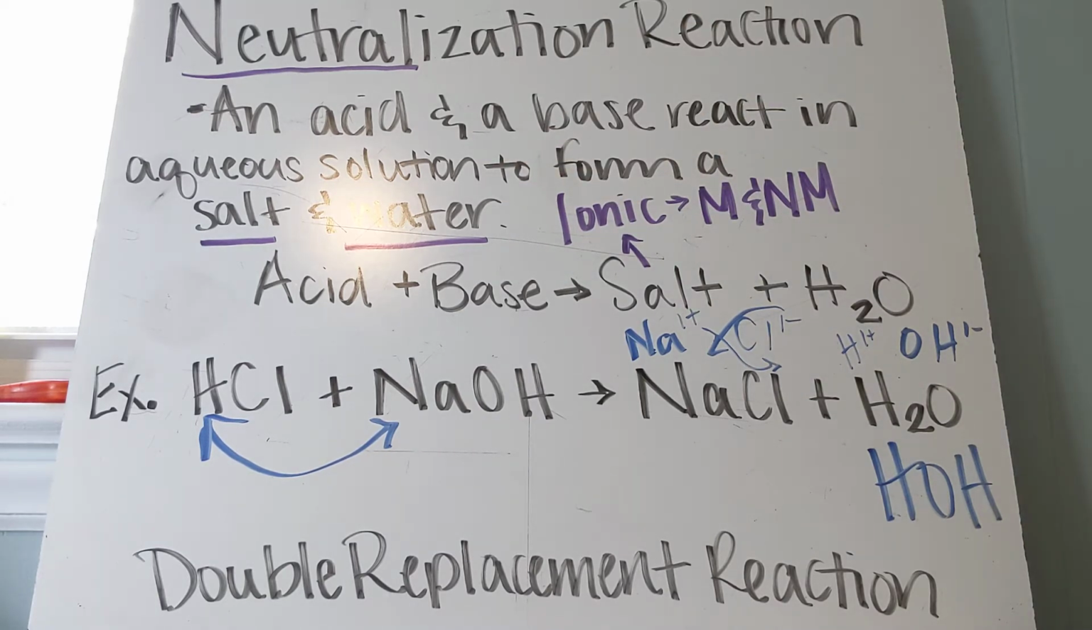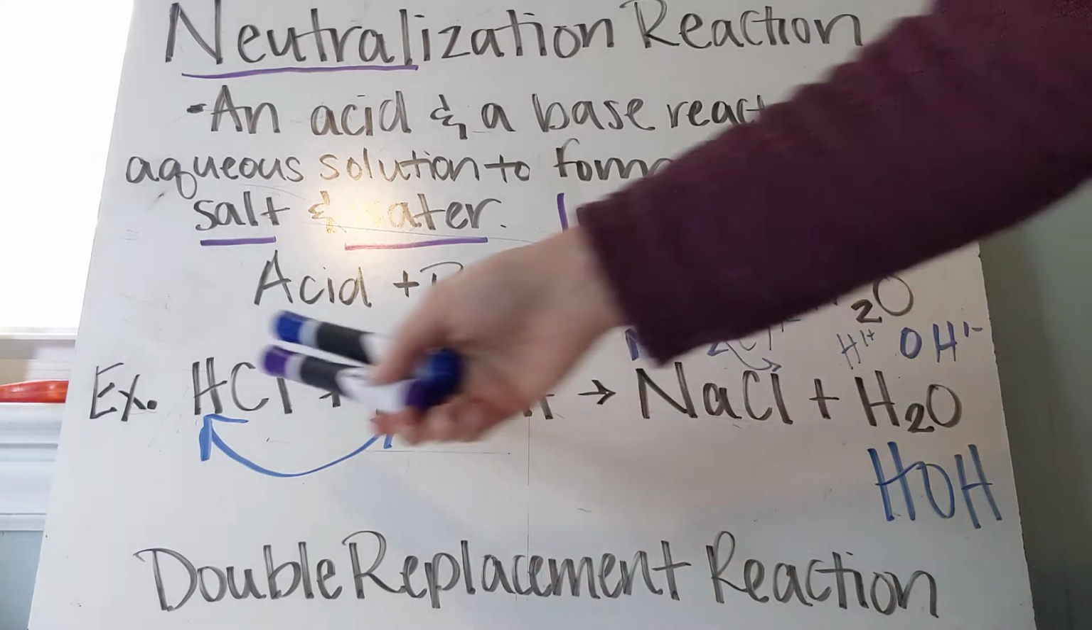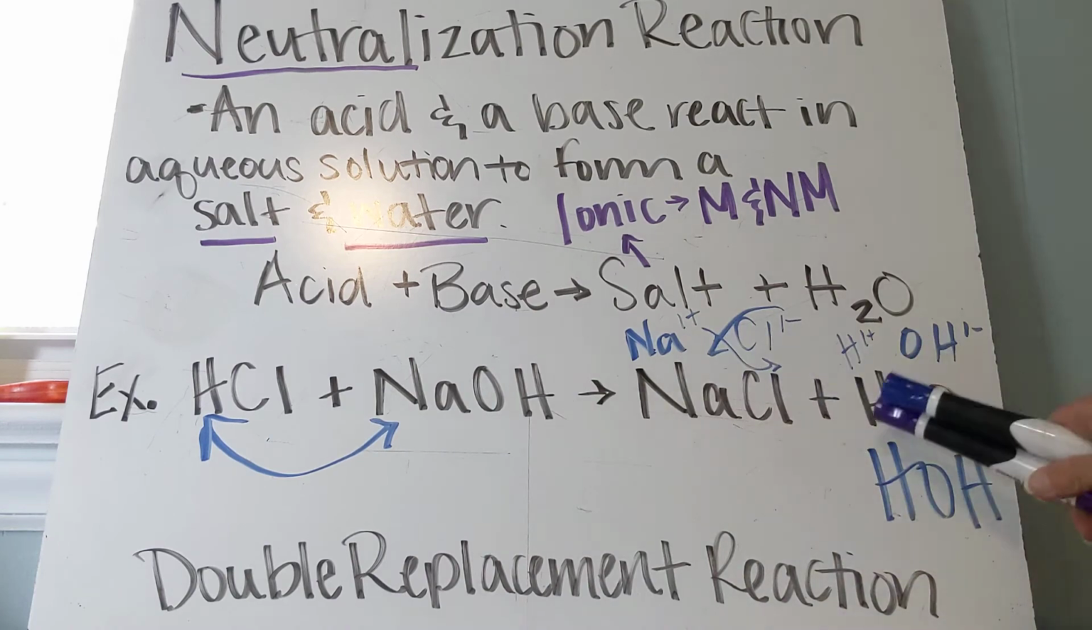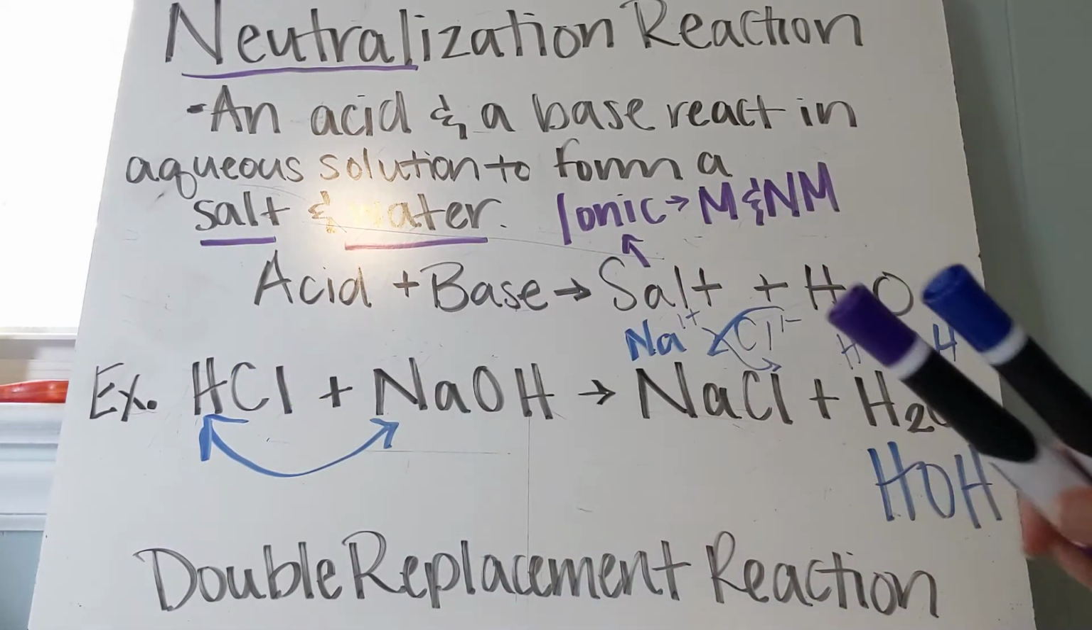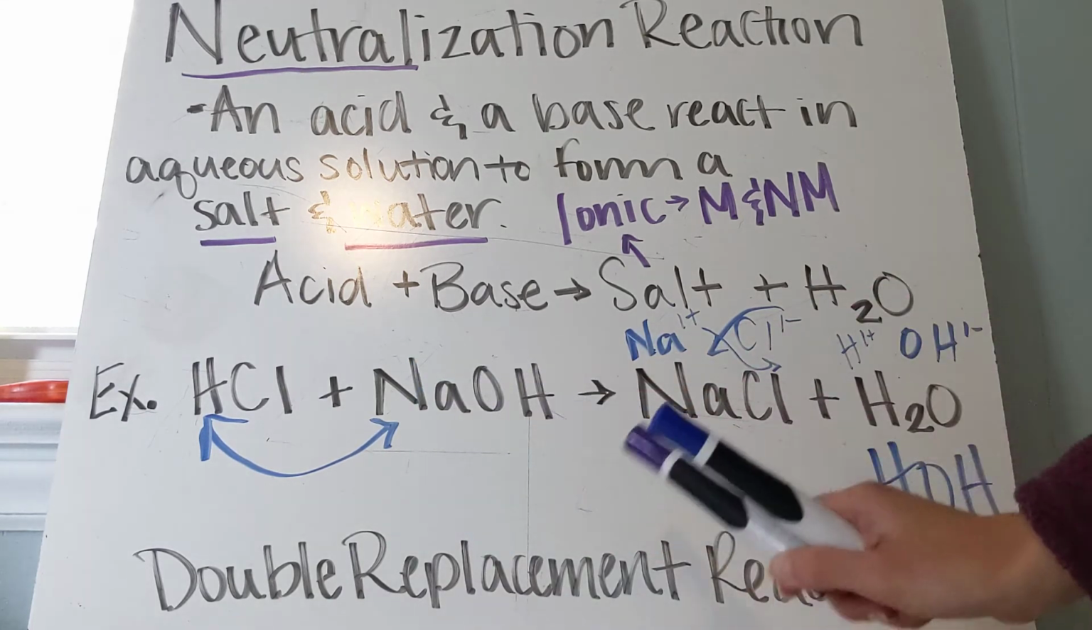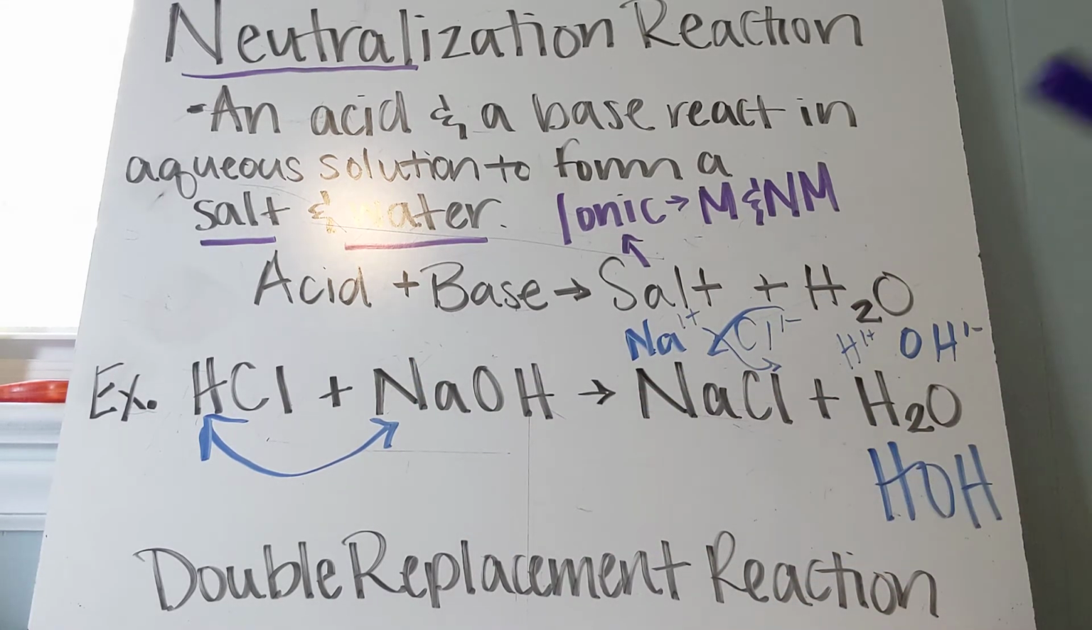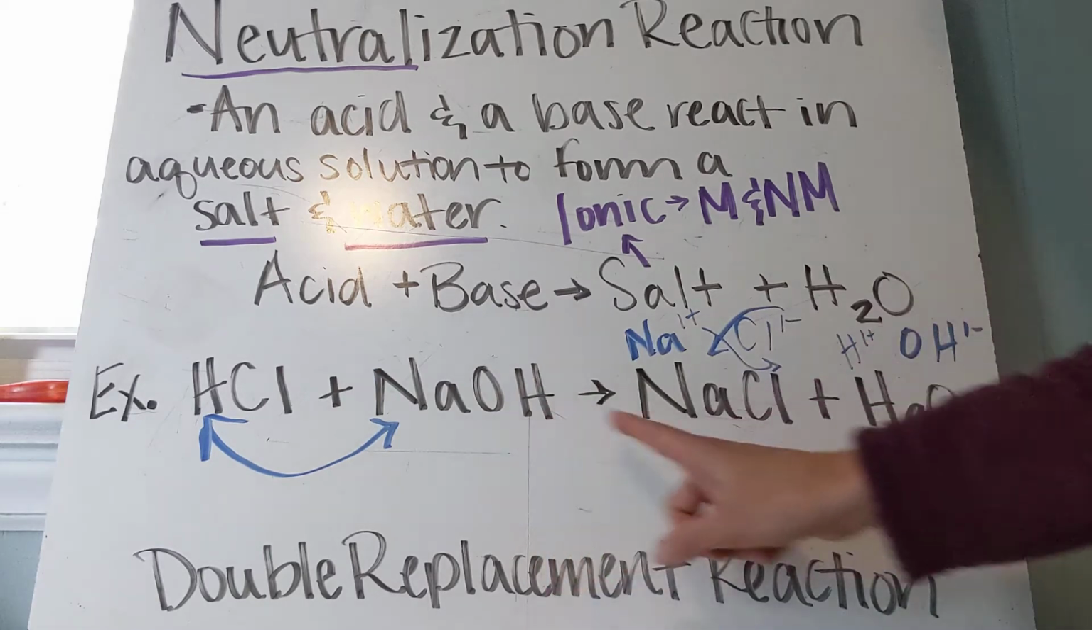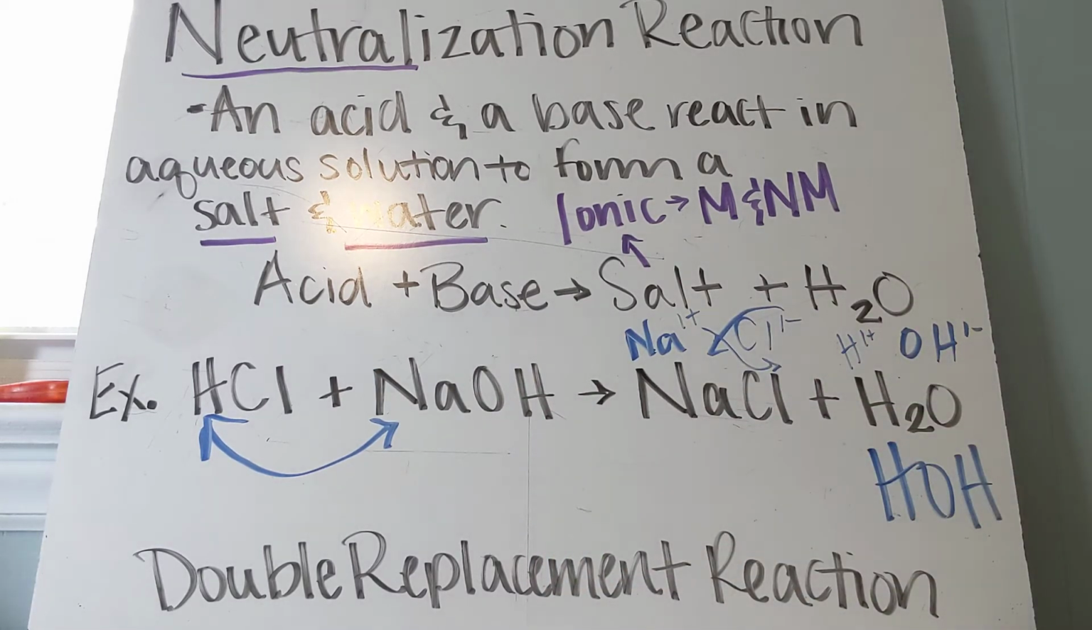Okay. Now, you definitely need to, every time after you've figured out your products, you need to balance the reaction. So let's look and see if our reaction is balanced. We have 2 hydrogens, 1 chlorine, 1 sodium, and 1 oxygen and 1 oxygen. So our reaction is balanced, and we have 1 of each of our substances.